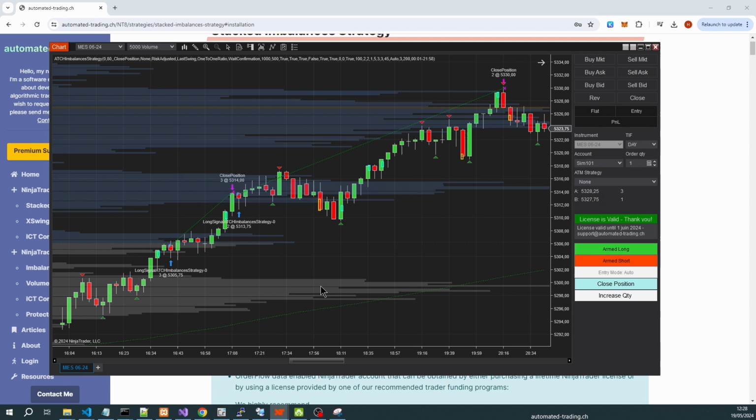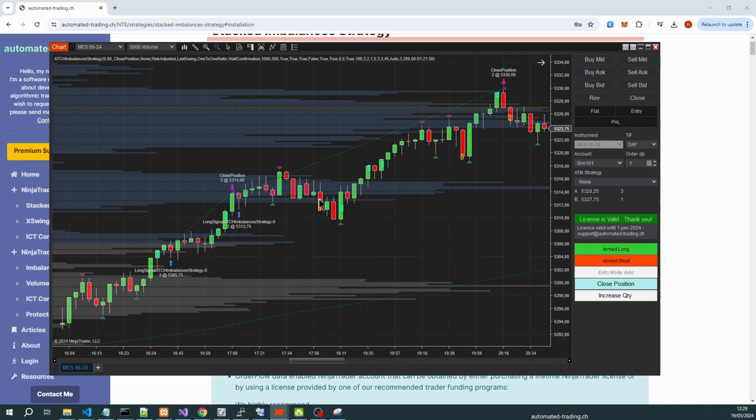So this is the logic behind this strategy. Of course, it doesn't work every time, because, for example, here we have a strong sell activity here, but the price went up eventually. So this is a false signal.